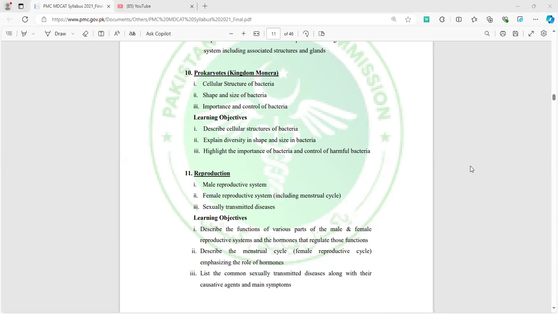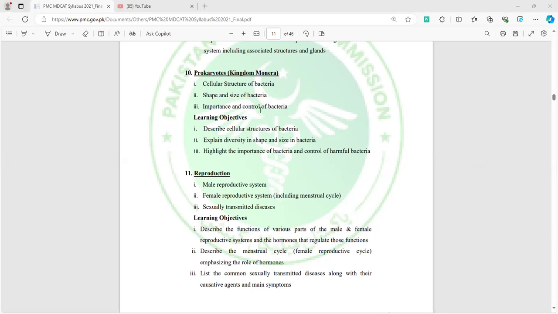Today I will be covering chapter number 10, chapter number 11 and 12. So we'll start off with chapter number 10, which is the chapter on prokaryotes. So what are prokaryotes? Prokaryotes are the unicellular organisms which existed initially, and afterwards, due to the process of evolution, they transformed into eukaryotes, which are also known as multicellular organisms.